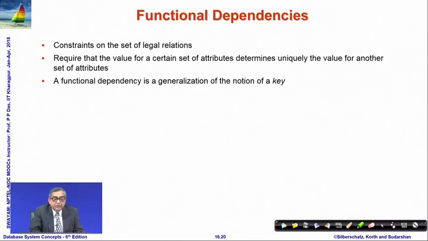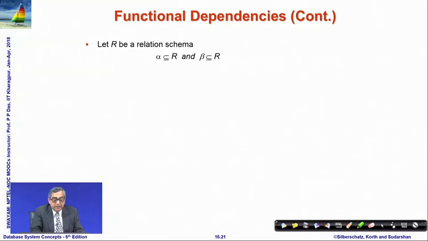You have seen that a similar type of concept exists, where we said a key is a set of attributes such that if the values of 2 rows are identical over these attributes, then the 2 tuples, the 2 rows, must be totally identical. So, a key does a similar thing as a functional dependency, but is more specific. Functional dependency is a generalization. So, let us formally define that.